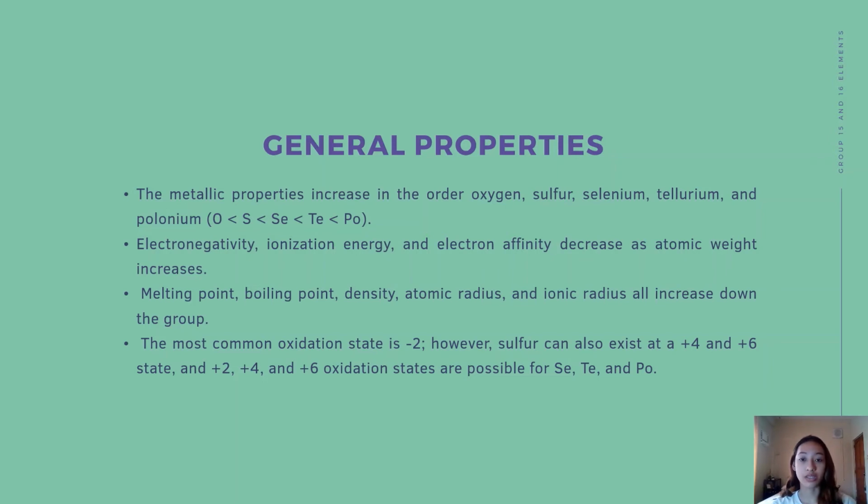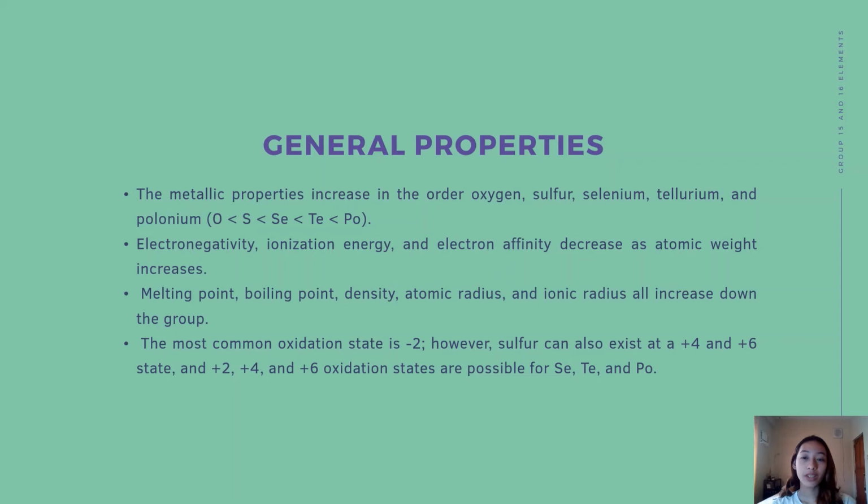Thirdly, the melting point, boiling point, density, atomic radii, and ionic radius increase down the group, which means from up to down. Oxygen has the lowest melting and boiling point and the smallest atomic radius and ionic radius, while livermorium has the largest atomic radius and the highest melting point and boiling point.